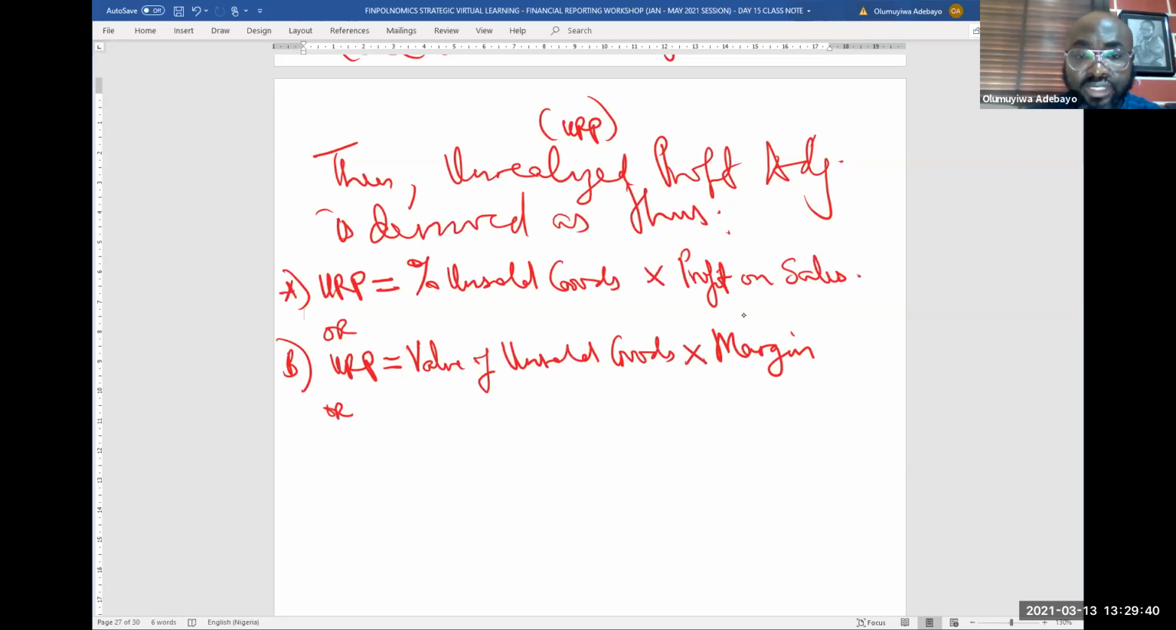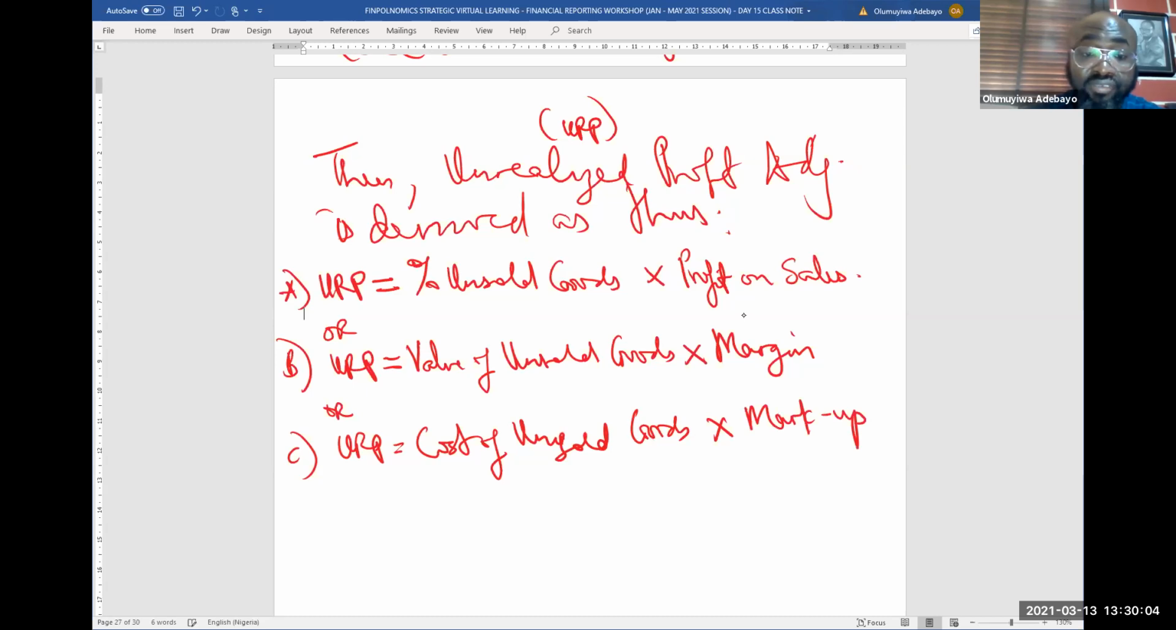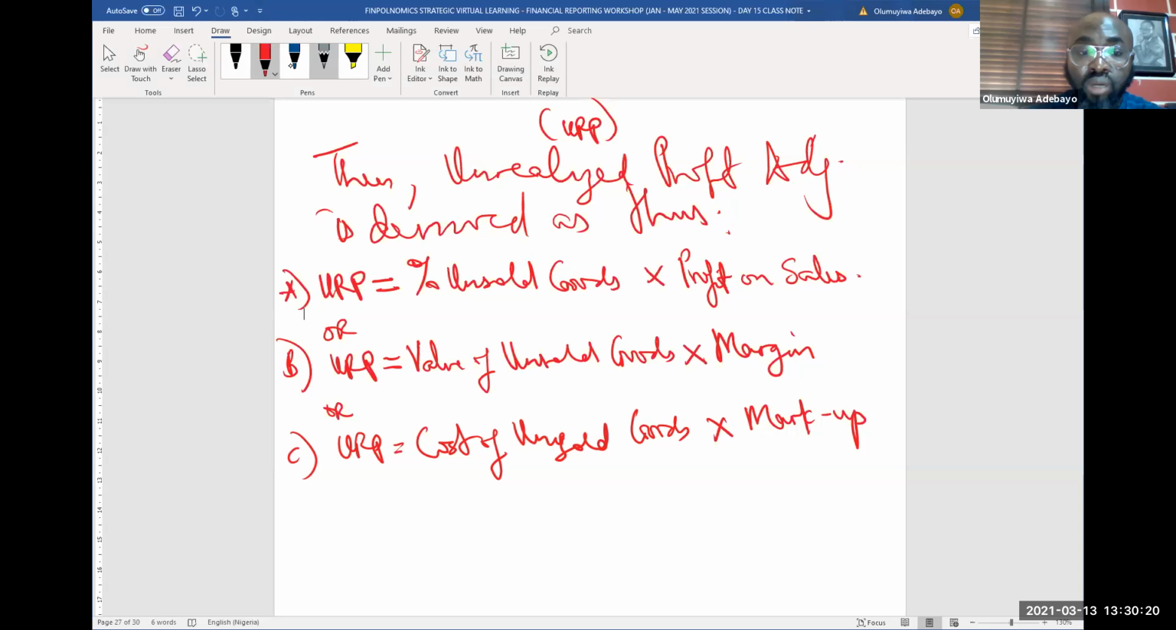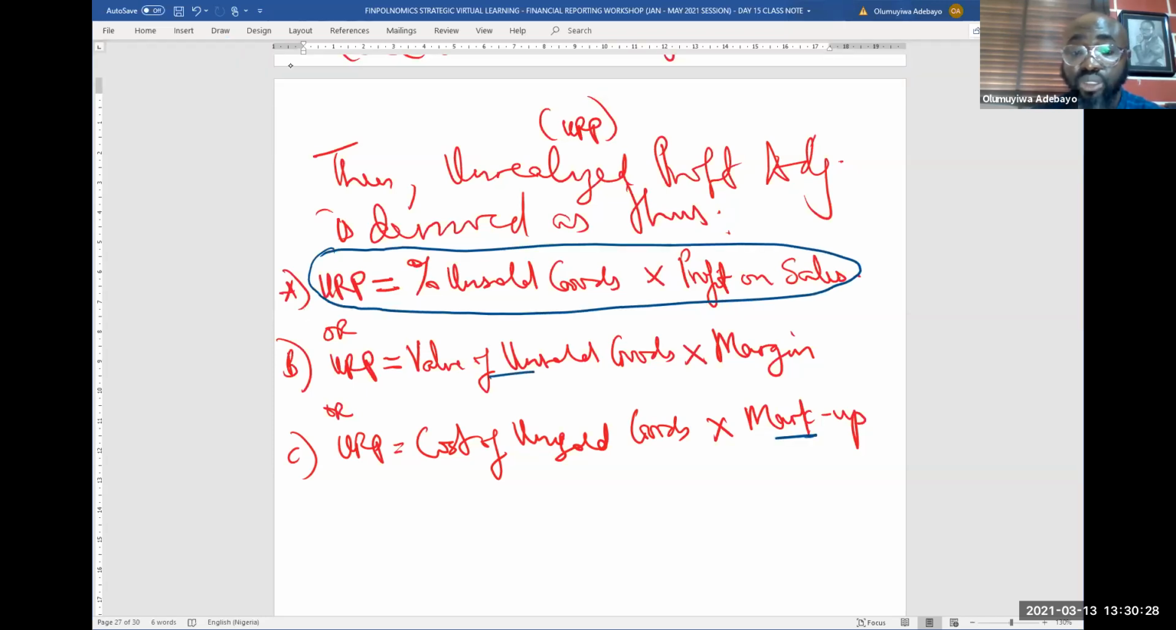Or you don't have the margin, you have the markup, or otherwise you use the cost of unsold goods times the markup. What it means is that if you are giving value of unsold goods, you multiply with margin. If you are giving cost of unsold goods, you multiply with what? Markup. But this first one addresses it all more easily than the other two, but you get the same results. But the challenge here is that you might be given value and you are given markup. What you do in that regard is to convert markup to margin. Or you are given cost and you are given margin. What you do is to convert margin to what? To markup, which I'll just give you a clue here.